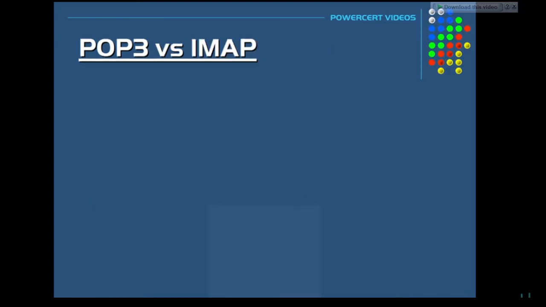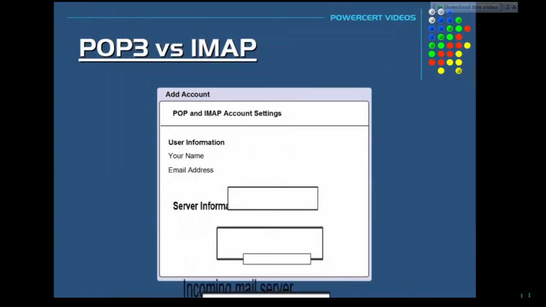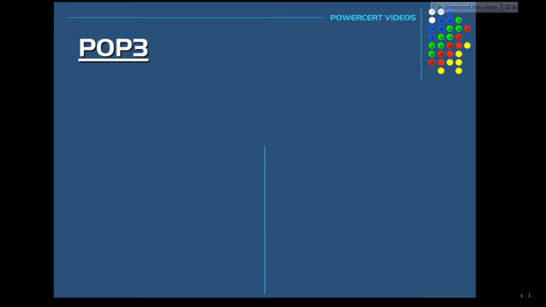Now both POP3 and IMAP are configured in your email client in the incoming server settings. So for example, if you're using Gmail and you wanted to use POP3, you would type pop.gmail.com in your incoming server settings. Or if you wanted to use IMAP, you would type imap.gmail.com. So the question is, which protocol do you actually want to use? And that really depends on your situation.